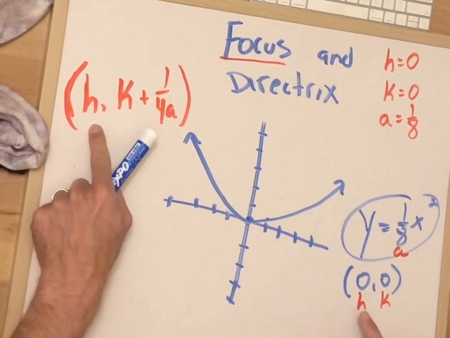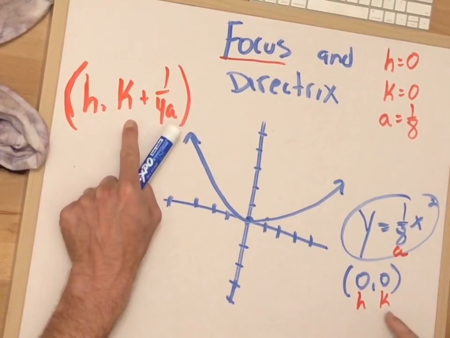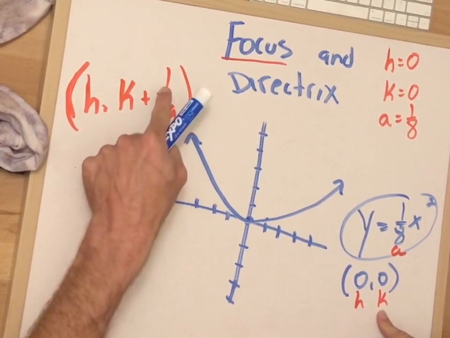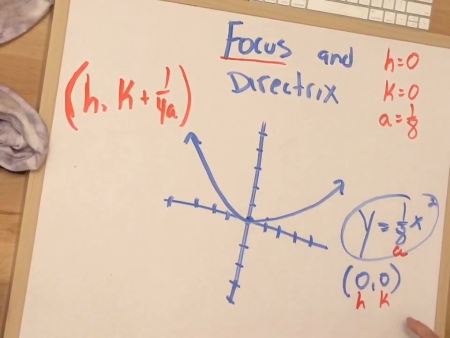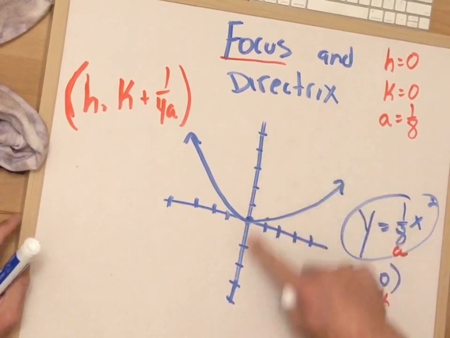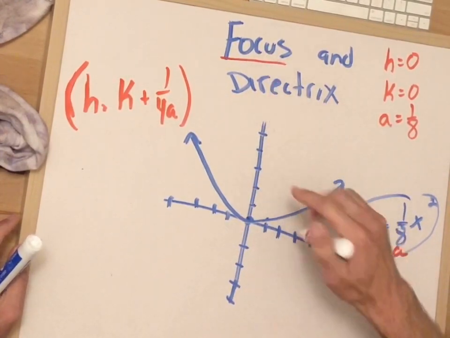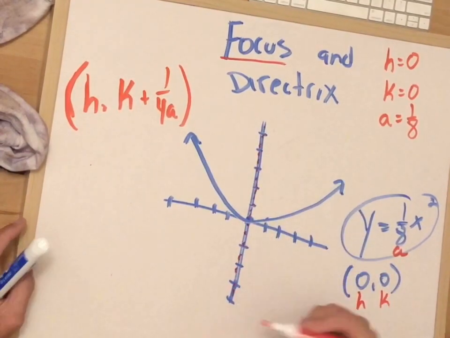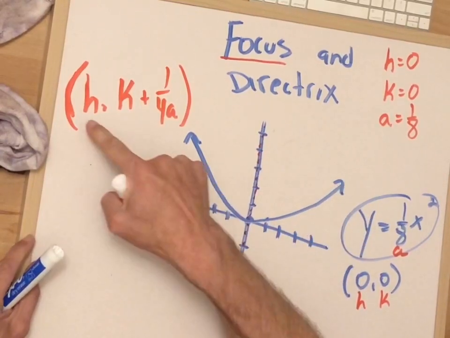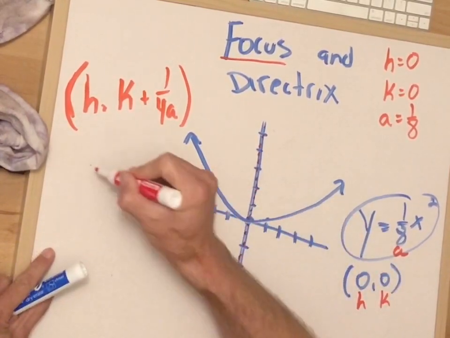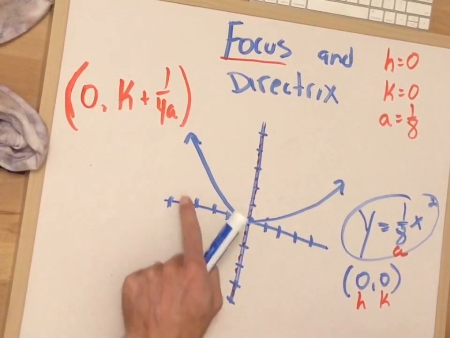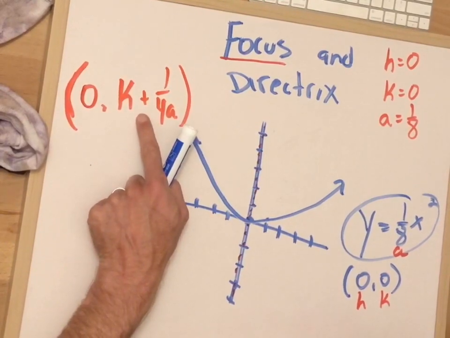Your h is your x coordinate for your vertex. Your k is your y coordinate for your vertex, plus 1 over 4 times the shape of your quadratic. Okay, so I'm going to plug everything in. I want to know where my focus point is. I know that here's my axis of symmetry. I know it's going to be on my y-axis. I just don't know how far up, because look, my h is my x coordinate, which is 0.